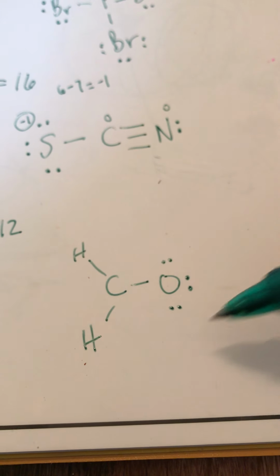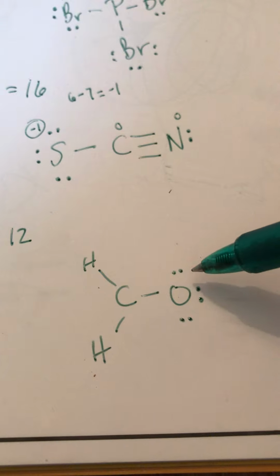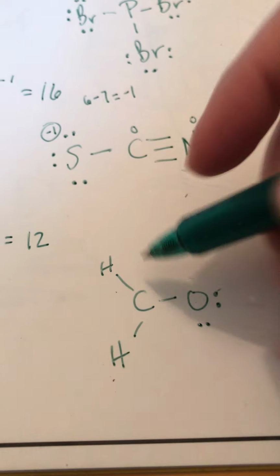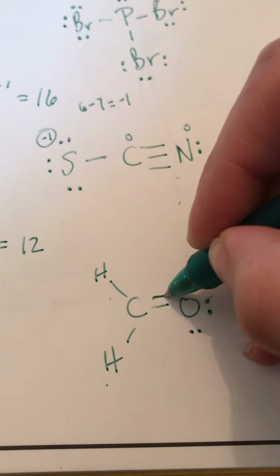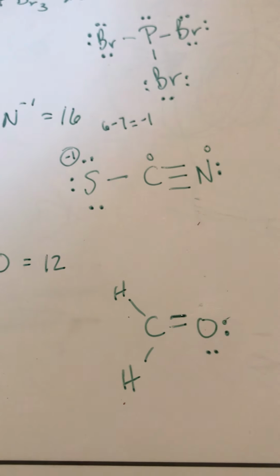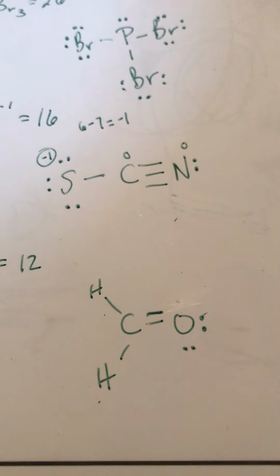I know my hydrogens are happy and technically oxygen's happy, but carbon's not. So we're going to move this lone pair right here. And we're going to make a double bond with carbon and oxygen. I still have the 12 showing, but now carbon has a double bond, and that makes him happy with 2, 4, 6, 8.